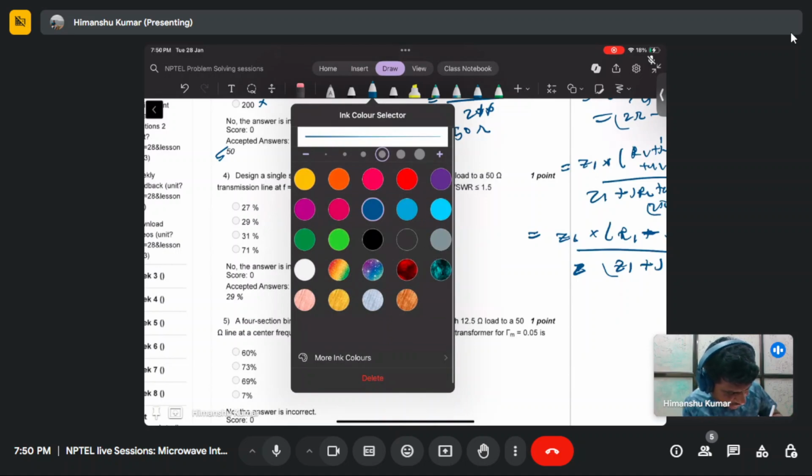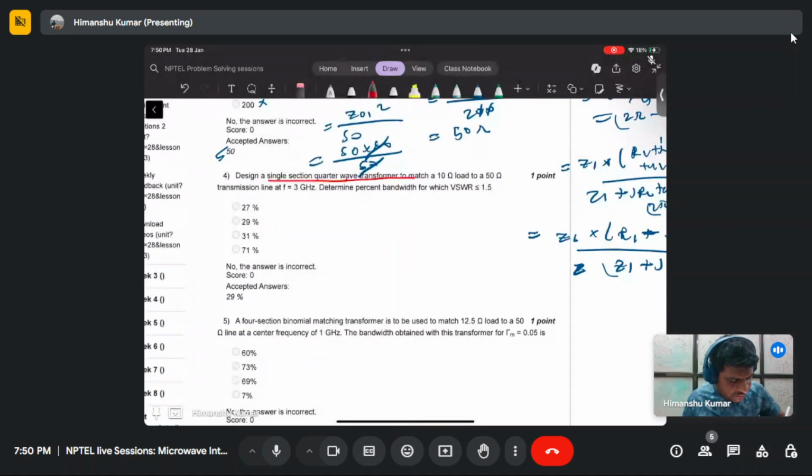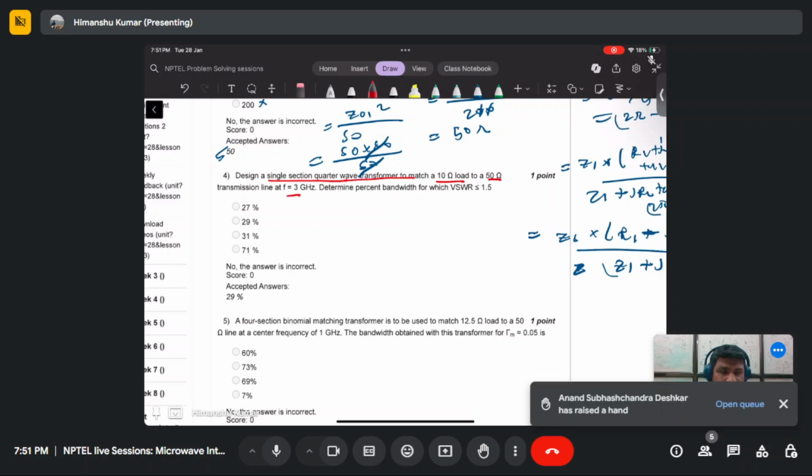Design a single section quarter wave transformer to match a 10 ohm load to a 50 ohm transmission line at 3 gigahertz. Determine the percentage bandwidth for which the VSWR is 1.5. So basically, the way in which we can attempt this problem.